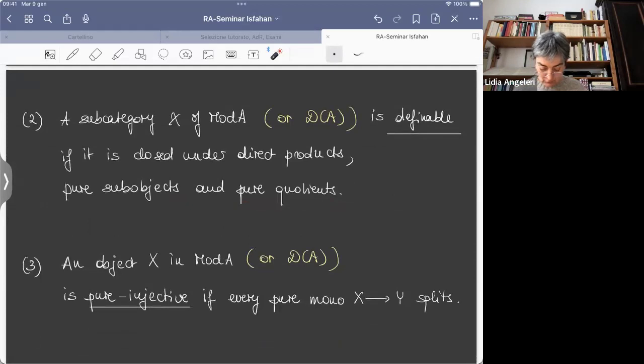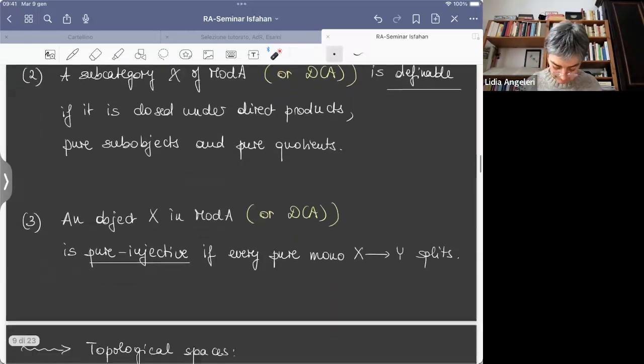Okay, and then we say that an object is pure injective, again, both in the module category or in the derived category, depending where we are, if every pure monomorphism starting in this object splits. So it's a relative injectivity, relative to this notion of purity, of pure monomorphisms.